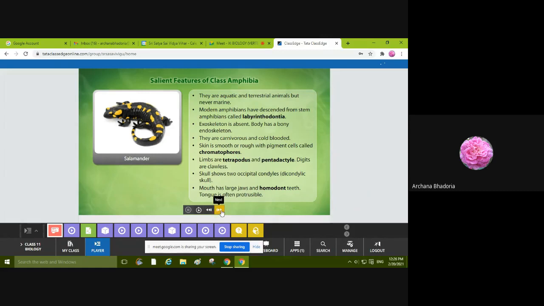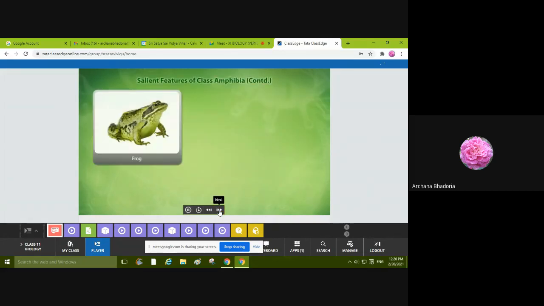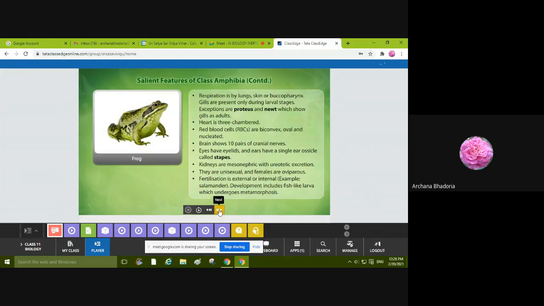So they are the amphibians. You must have seen frogs when they catch prey, they protrude out their long tongue. So protrusible tongue. Further, respiration is by lungs, skin, as well as gills. Frogs live in water also, so when they are in water they use gills. When they are on land they use lungs for respiration. When they are hibernating, they use the skin for respiration.